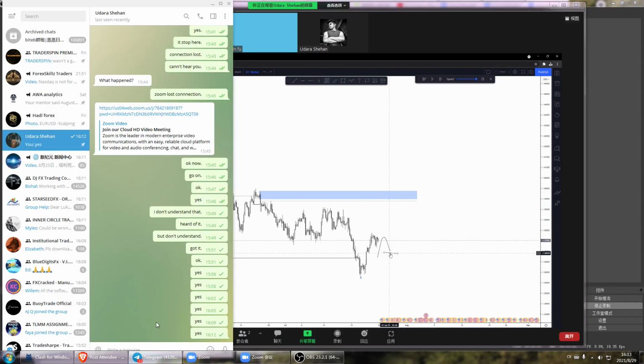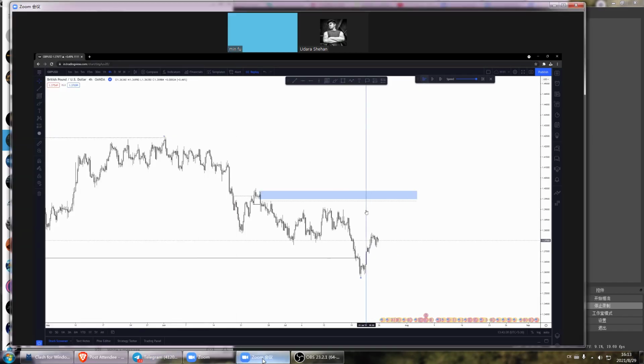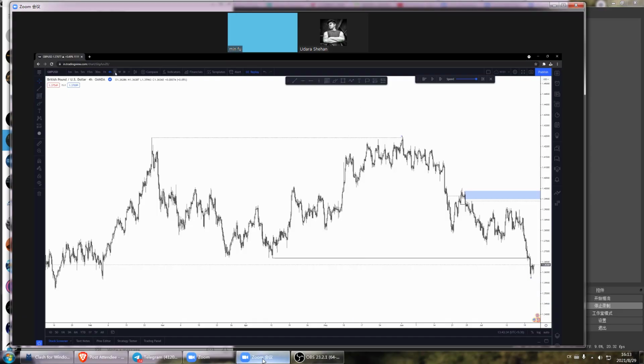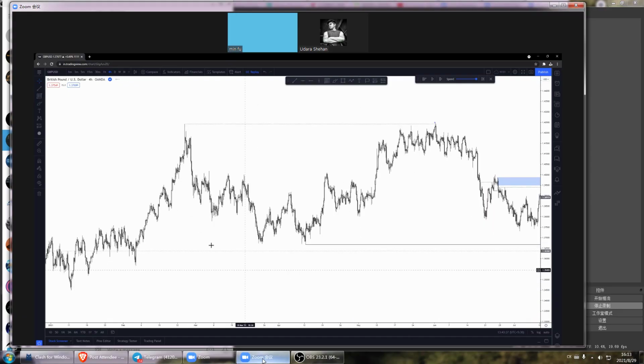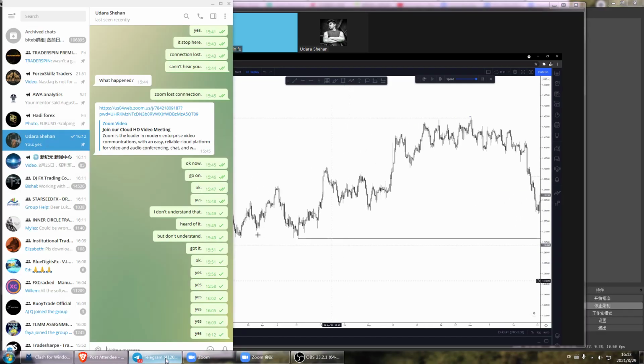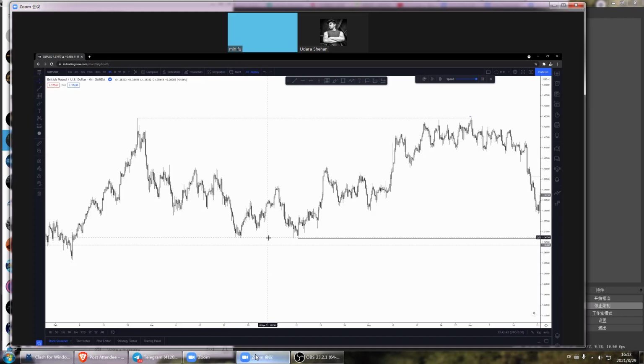Now let's just say we were right here. Then what should we do? We have these equal lows. See that? You can understand these liquidity concepts, right? Equal lows and equal highs. So we have these equal lows, which means this right here is a pool of liquidity. So what should we do? We know that these equal lows will be taken out.